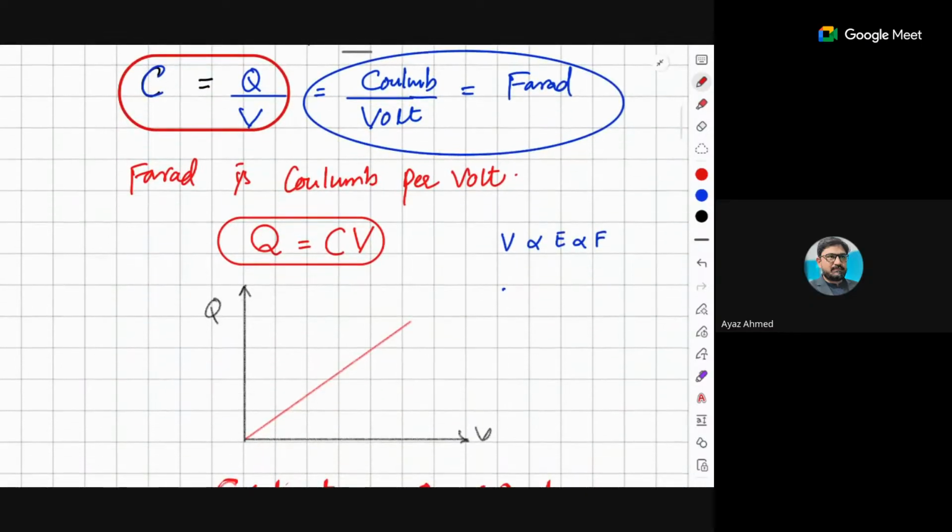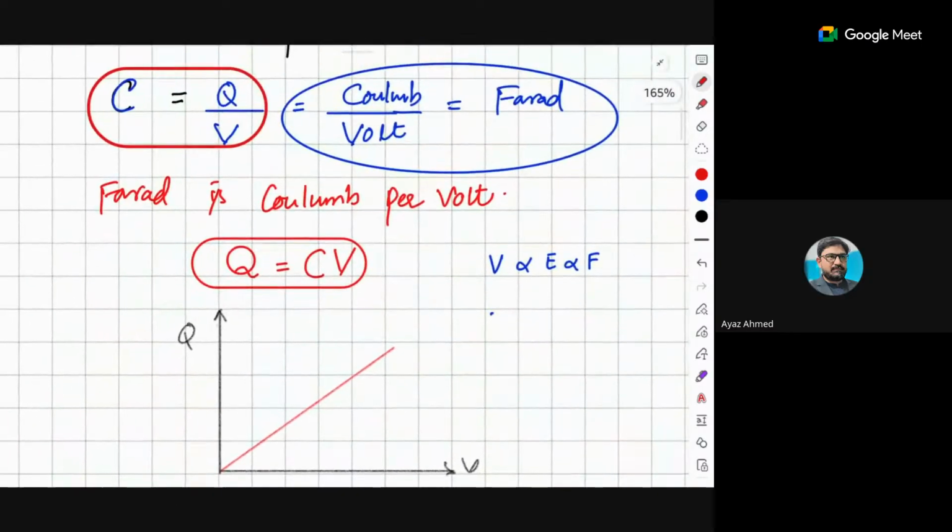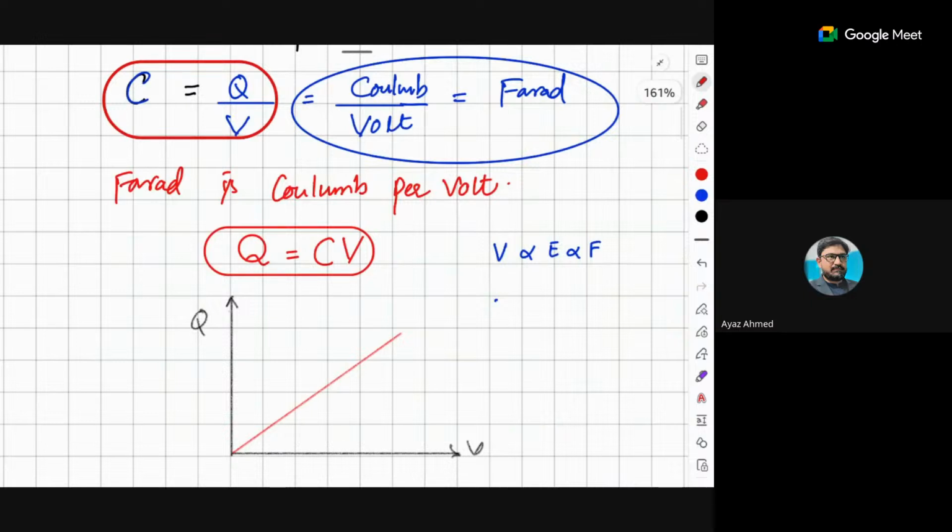This formula is very common, like F is equal to ma, V is equal to IR, v is equal to f lambda. We have this capacitance formula, Q is equal to CV, right? Where Q is the charge stored on any of the plates, V is the potential difference across the plates, and C is the capacitance of the capacitor. Is this clear to everyone?